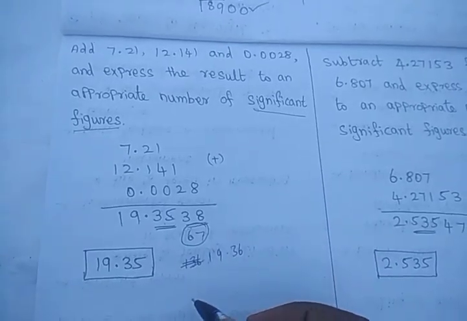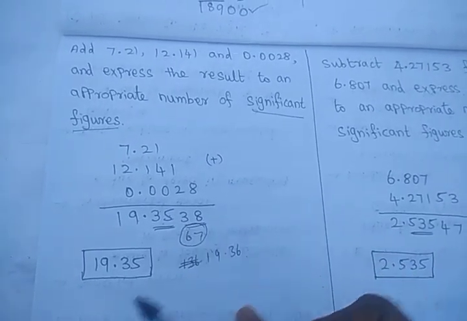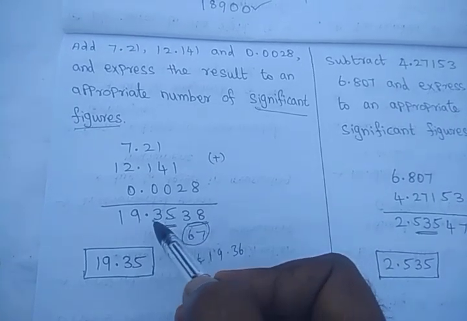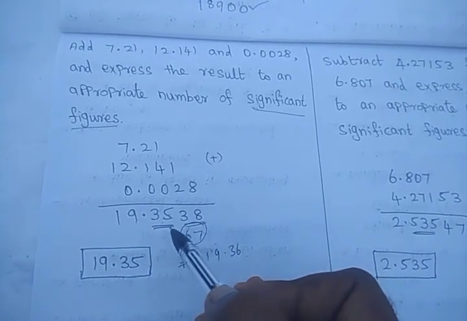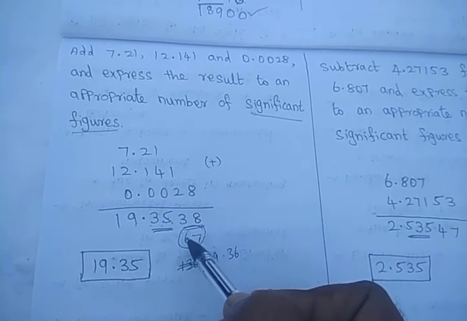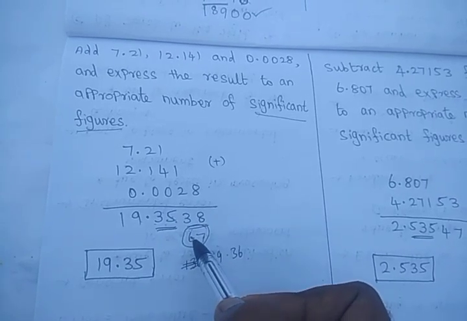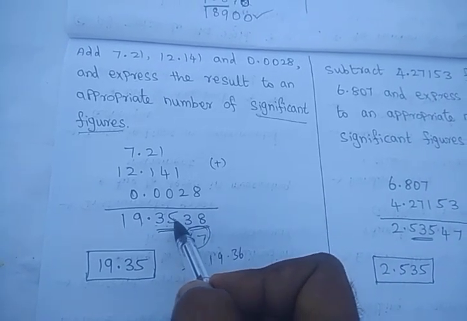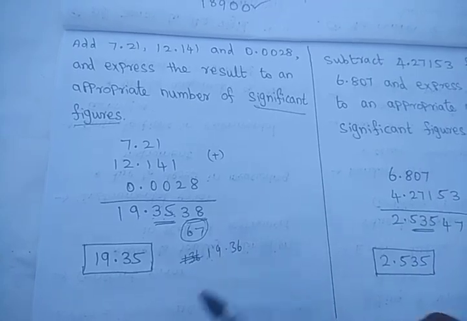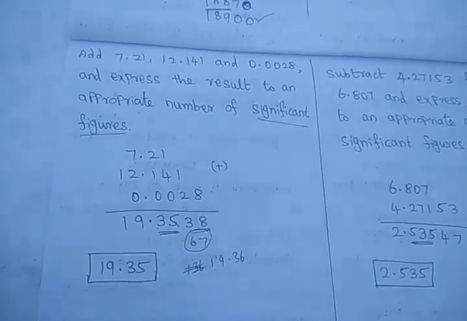19.36 is the answer. Again I will say, if the last 2 digits are 67, we have to round off up to the first 2 decimals. So these 2 we need. The last number is greater than 5, so you have to increase one number here. So 6 will become 7. Again the 7 is greater than 5, so we get the answer 19.36. So you have to work it out very clearly.